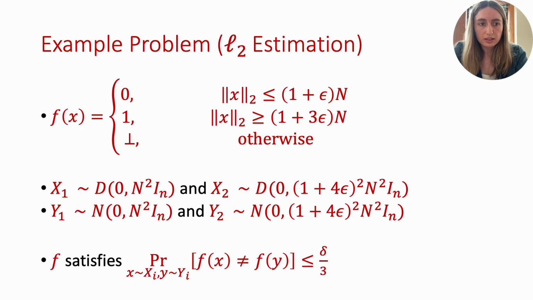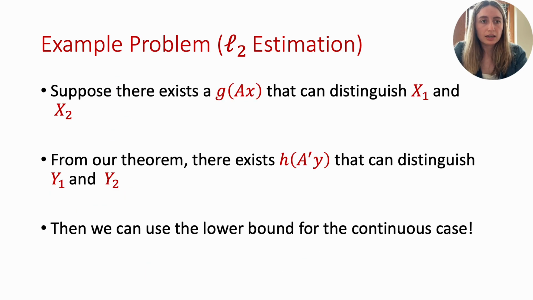Now notice that it's not too hard to see that the function f satisfies that the probability of f of x not equal to f of y is very small. And now let's try to use the lifting framework to prove the lower bound. Suppose there exists a good linear sketch G of AX that can distinguish between the two discrete Gaussian distributions, x1 and x2. Then, if you recall from our theorem, there exists another linear sketch, H of A prime y, which can distinguish between the continuous Gaussian distributions, y1 and y2.